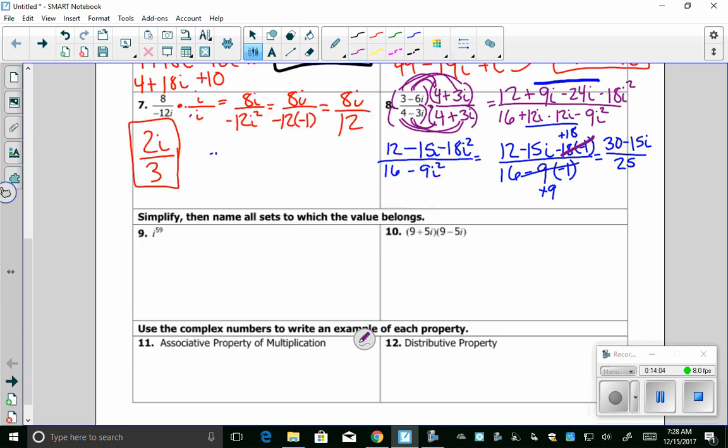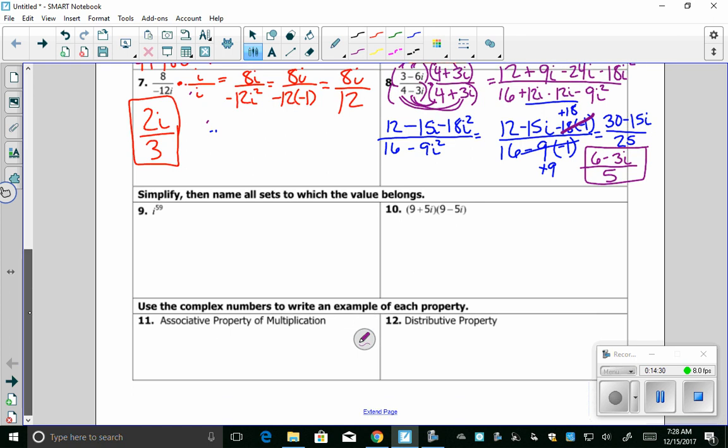A number that will go into 30, 15, and 25 is 5. 30 divided by 5 is 6. 15 divided by 5 is negative 3i. And 25 divided by 5 is 5. So this is your final answer.